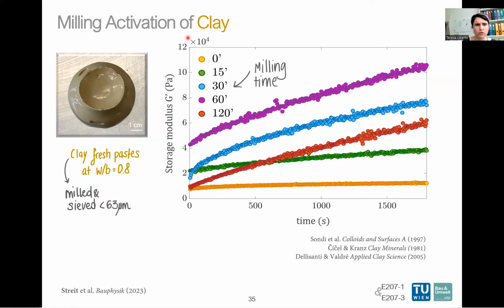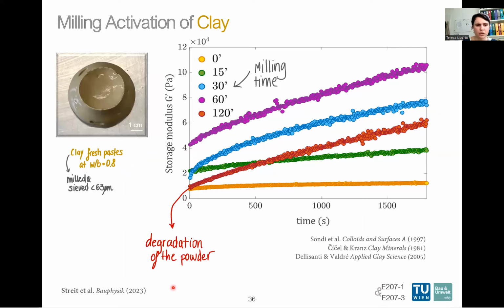We do the time structuration, so storage modulus as a function of time. And then you see that for raw clay, we have no evolution at all. And then the evolution increases after 15, 30, 60 minutes. And then at 120, we come back with the G prime at the same value as the raw clay. This is because we have a degradation of the powder, because we keep this powder in a very small milling machine, which heats up, so it arrives at 55 degrees. So we have really a degradation, so we decided to stop at 60 minutes.